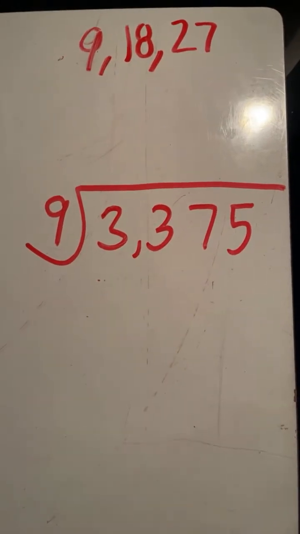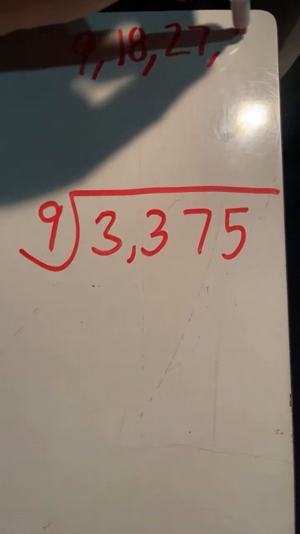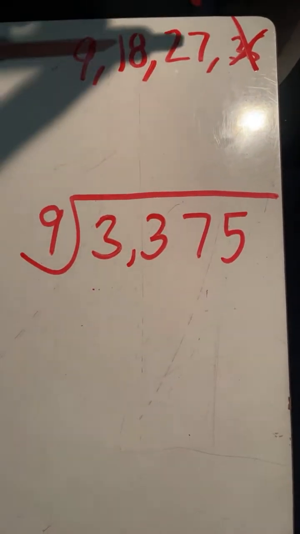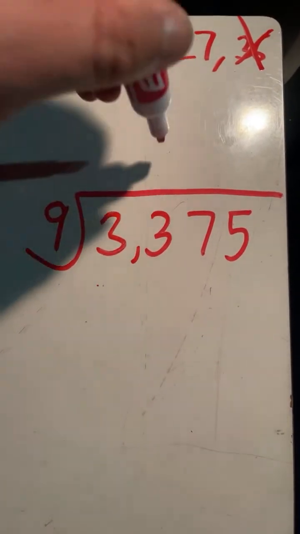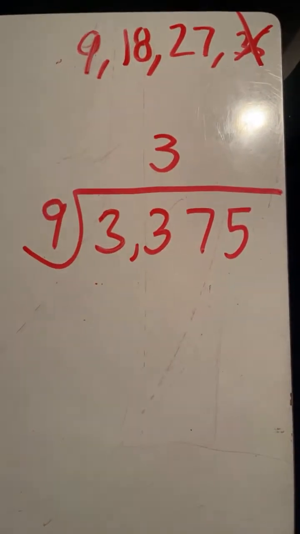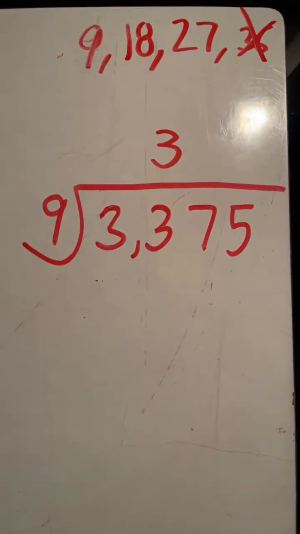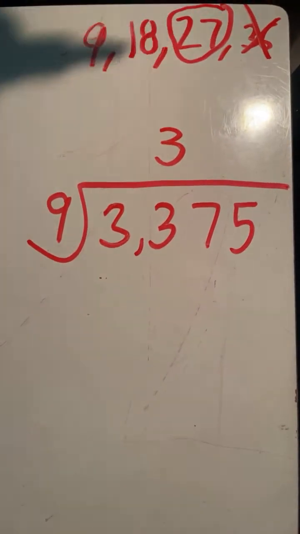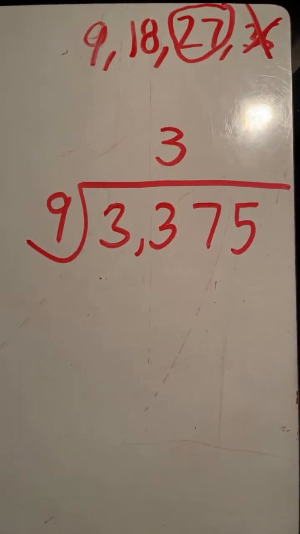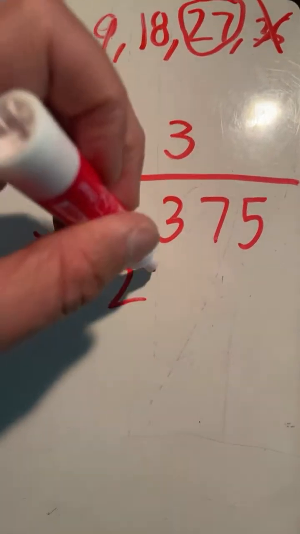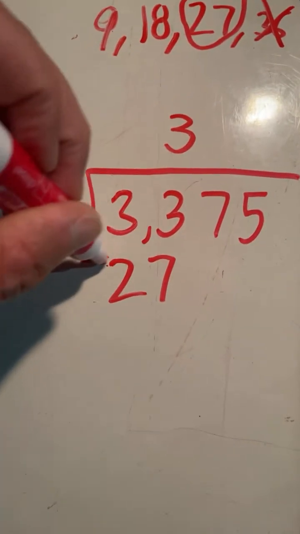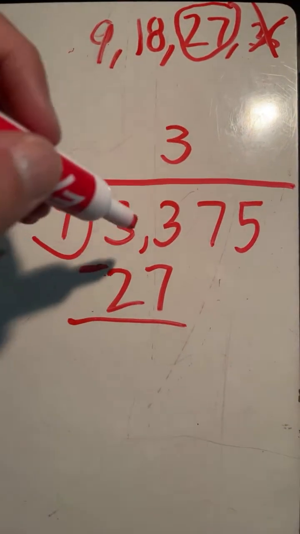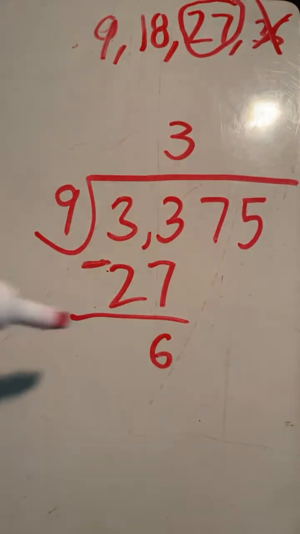Now, if I count by 9 again, I'll be at 36. That's too far, so I cannot get a fourth group in there. But I was able to get 3 full groups of 9 within 33. The closest I could get to 33 without passing it was 27. So 27 is what I have to subtract to find my remainder. 33 minus 27 equals 6.